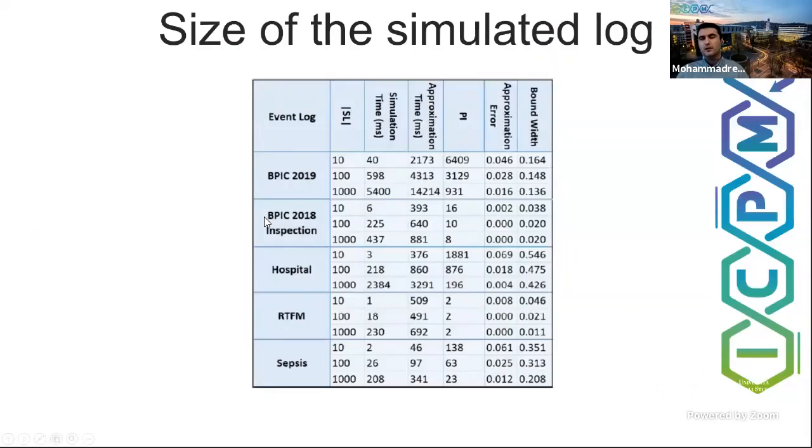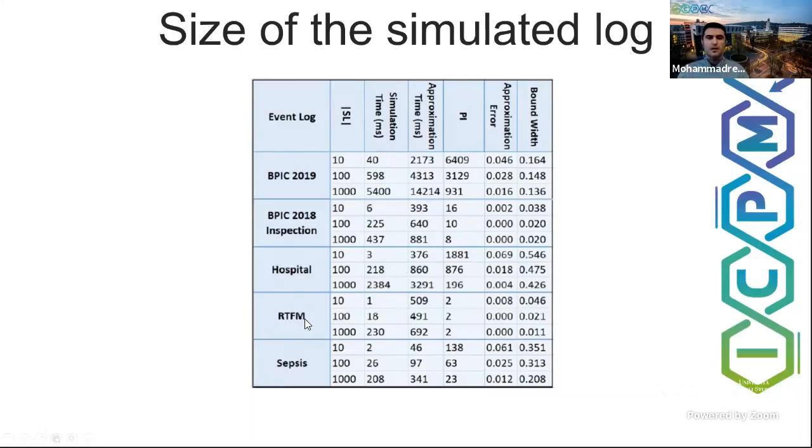We also try to see the effect of the size of the simulated log. We do the simulation with 10 model traces, 100 model traces, and 1,000 ones. For example, for BPI Challenge 2018 inspection, we see that by increasing the size of the log from 10 to 1,000, we reduce the approximation error and we will have accurate results. Also, the bandwidth will be tighter. However, the performance improvement reduced from 16 to 8.